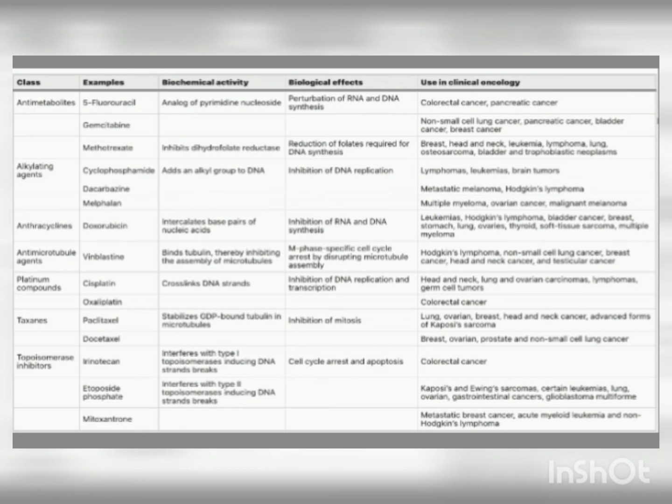Now the class antimetabolites, for example 5-fluorouracil, gemcitabine and methotrexate. Biochemical activity: analogs of pyrimidine nucleosides, and inhibit dihydrofolate reductase, add an alkyl group to DNA. Biological effect: perturbation of RNA and DNA synthesis, reduction of folates required for DNA synthesis, and inhibition of DNA replication.